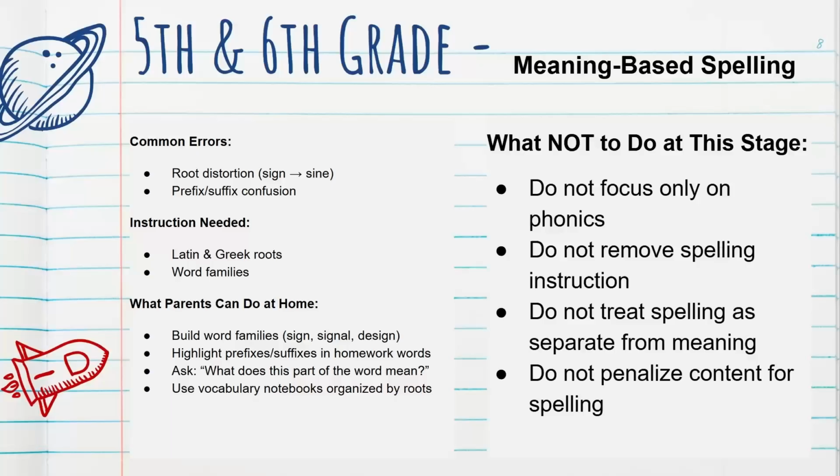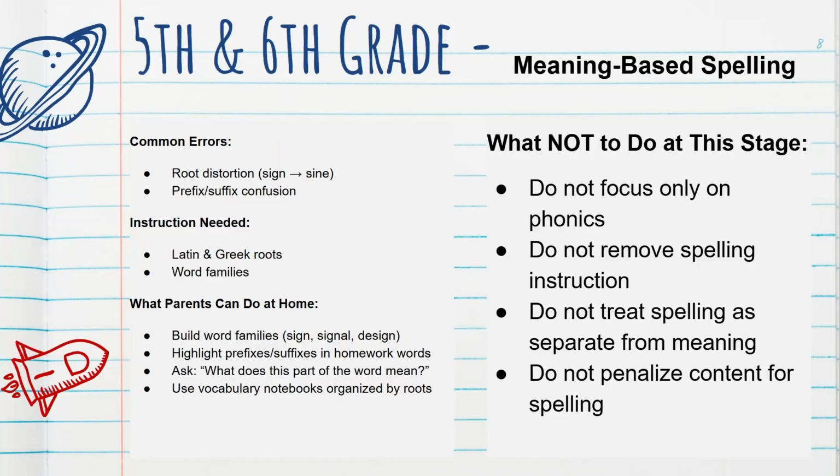All right, so what about fifth and sixth grade? This is known as the meaning-based spelling stage. Some common errors are root words, because they're still learning this, prefix and suffix confusion, maybe some homophone confusion. Instruction that's needed is Latin and Greek roots, focus on word families. As a parent, you can Google, you can find word family games, you can find word family books, but you want to build that strength of word families.